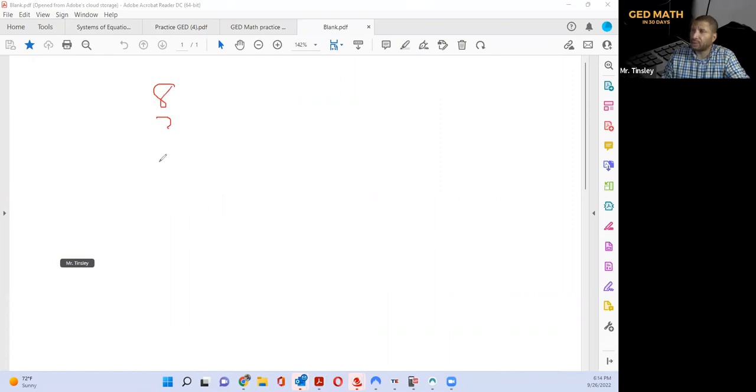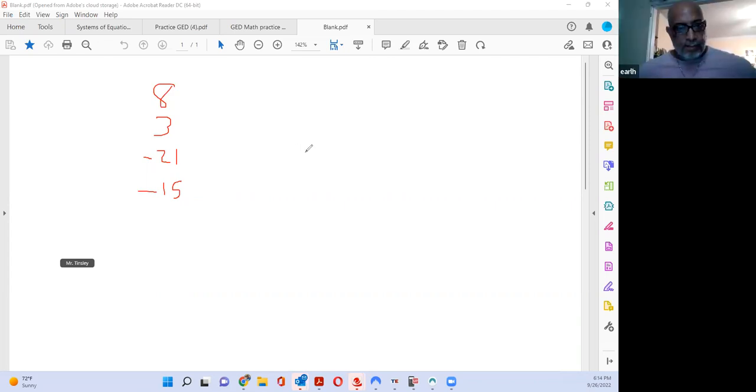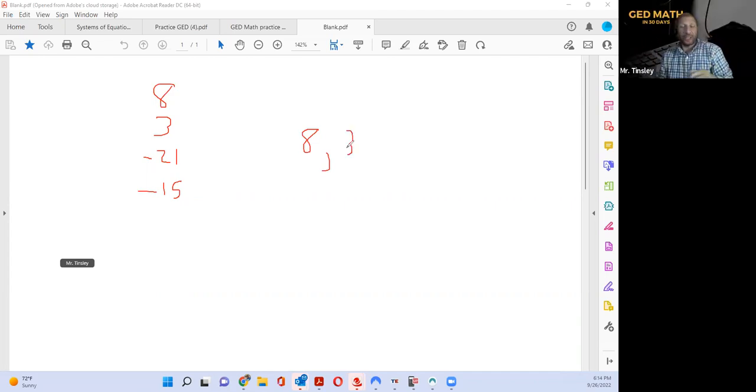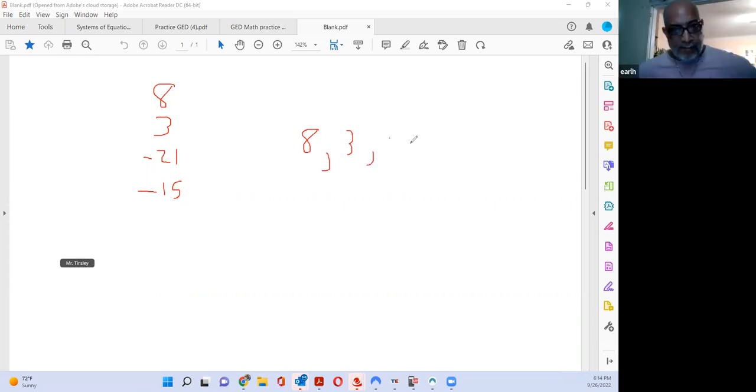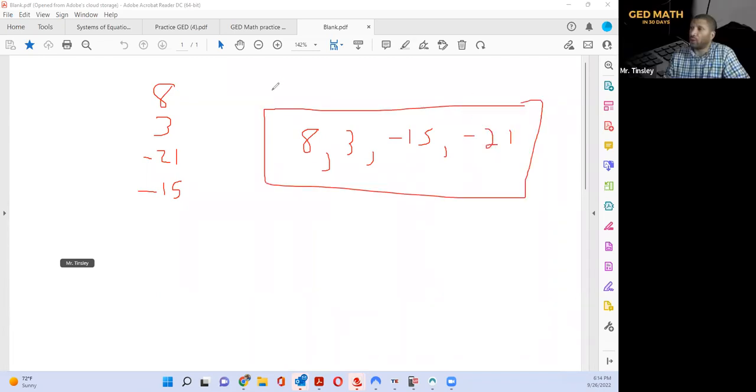8, 3, -21, -15. Okay. So I want to put these in order from greatest to least. What's the largest number? 8. Then what's next? 3. Right away, if they talk about greatest to least, the positive numbers go first. 8, 3. And then what's next? -15. And then finally, -21. So these are in order from greatest to least.